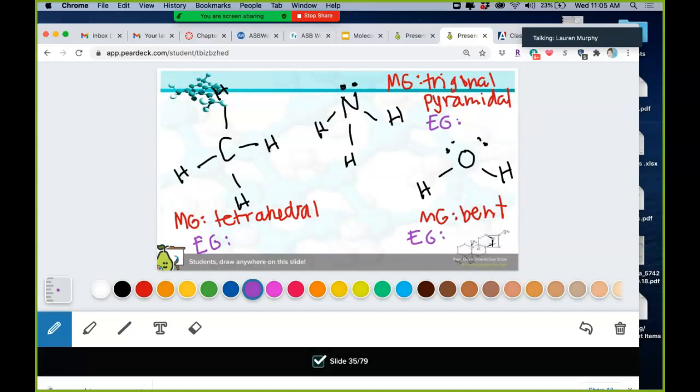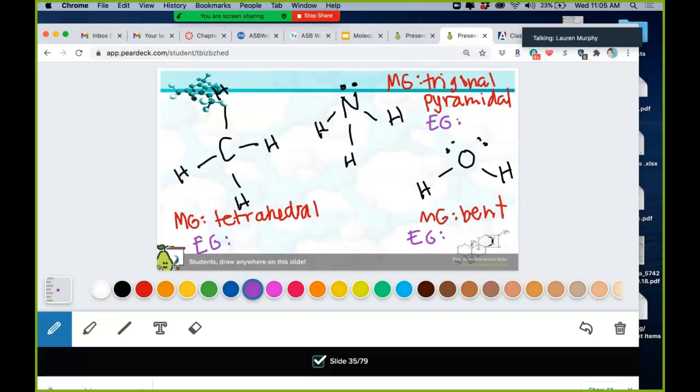For the sake of this class and generally the AP test, because I haven't seen it done differently in a long time, this is what they want. If you see methane, I want you to call it tetrahedral. If you see ammonia, I want you to call it trigonal pyramidal. If you see water, I want you to call it bent for its molecular shape.